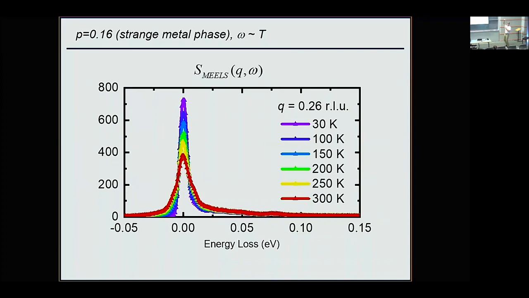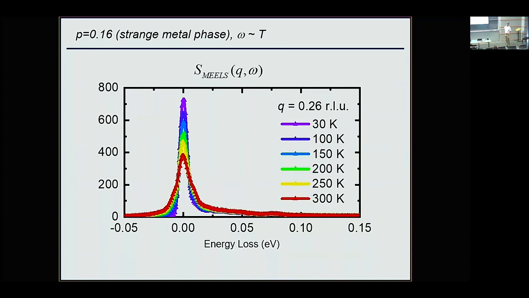If the resolution is good enough, what you can show is that the width of this thing is temperature dependent now. So that's not really a zero loss peak. They're quasi-elastic, which means there are dynamic processes hiding inside that elastic line. And the energy scale of them is of order the temperature.